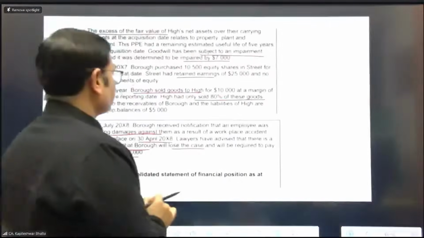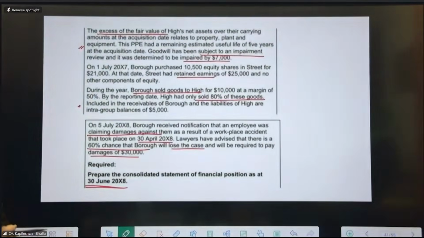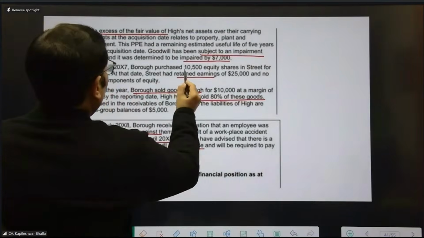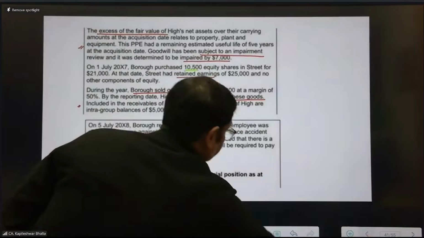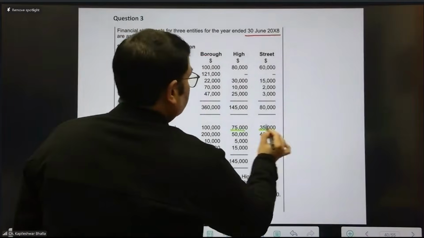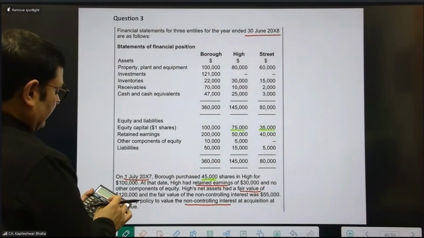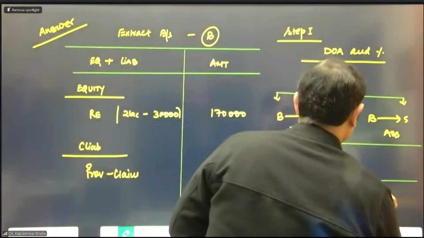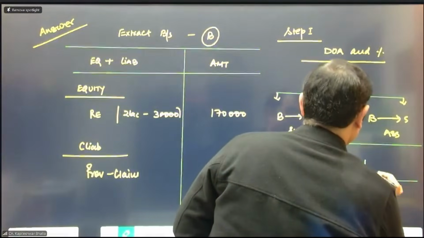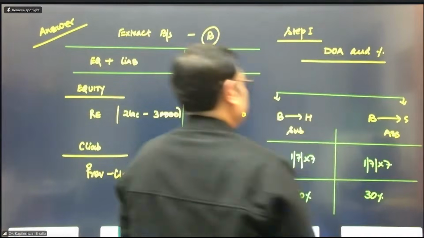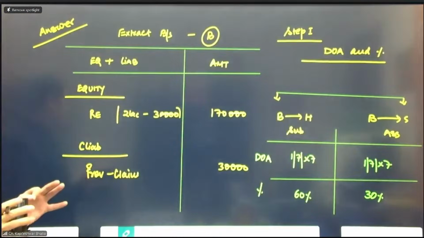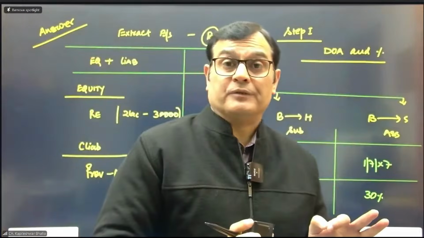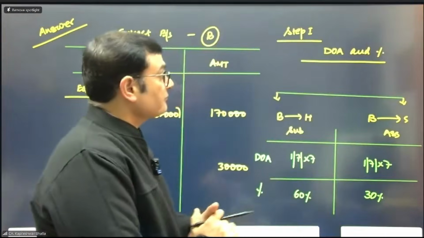Let's go back. Now, in terms of the other company, that is associate, again, the shares are acquired on 1st July. We purchased 10,500 shares and the total shares are 35,000. So 10,500 divided by 35, it's 30% stake. So this is 30% stake and this is also on 1st July X7. So we just identified the date of acquisition and the percentages in both the subsidiary and in the associate.